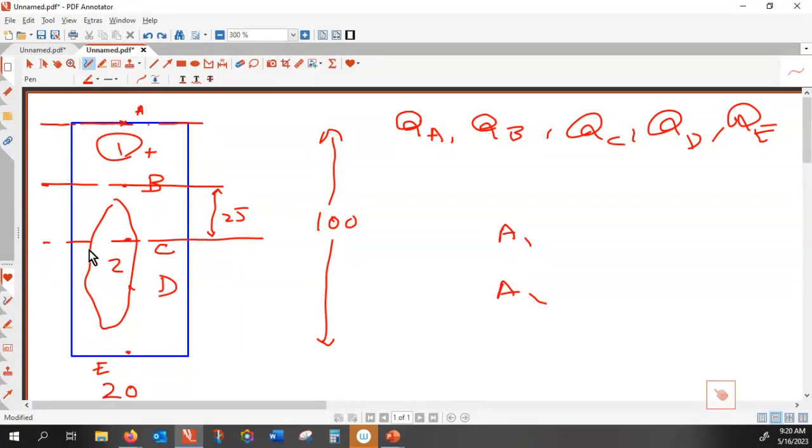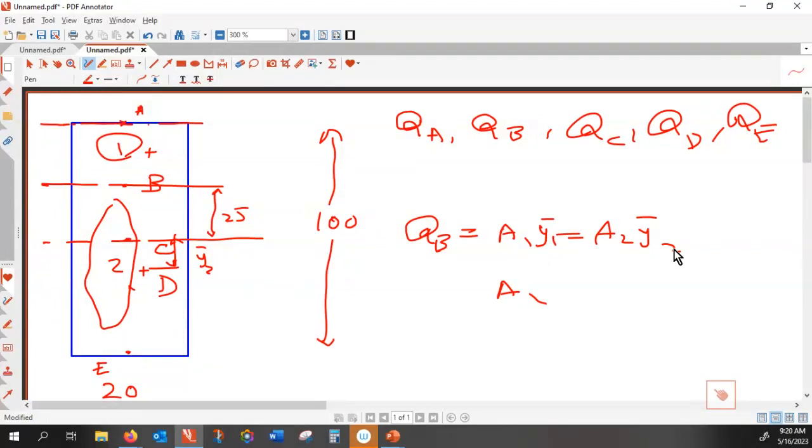Alternatively, I could have calculated the centroid of the lower piece. The centroid of the lower piece is here, and the distance of that to the neutral plane, I call this y bar 2. So I'm saying that QB is either A1 multiplied by y bar 1, or that is equal to A2 y bar 2.